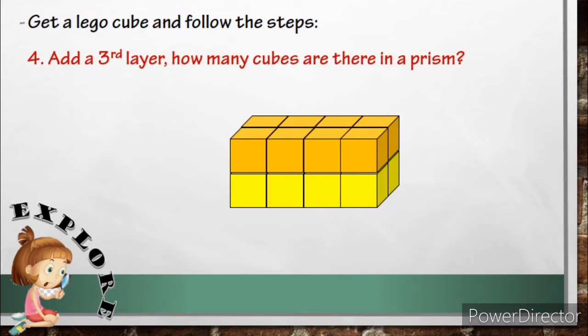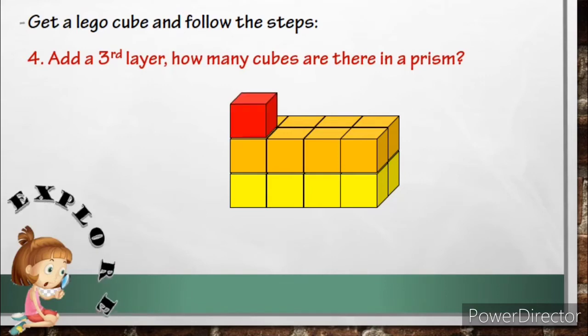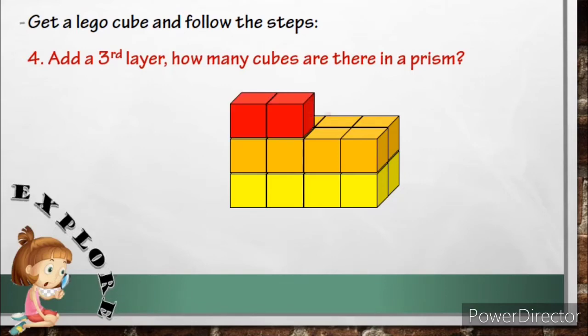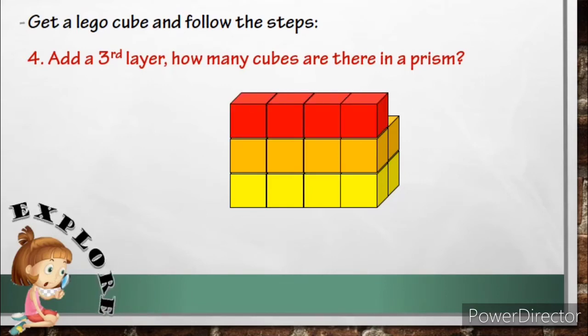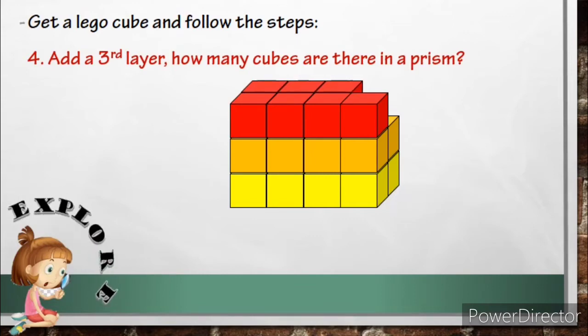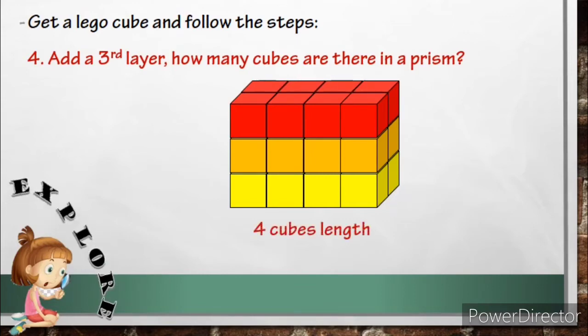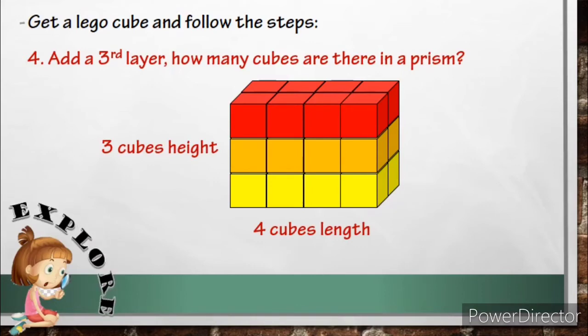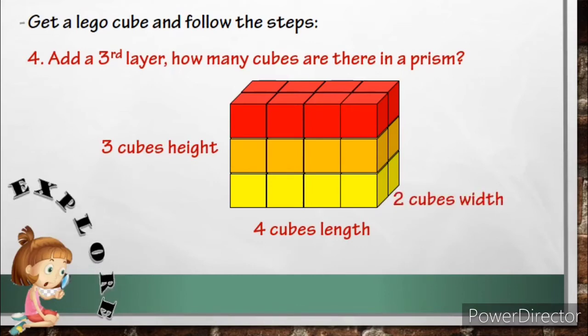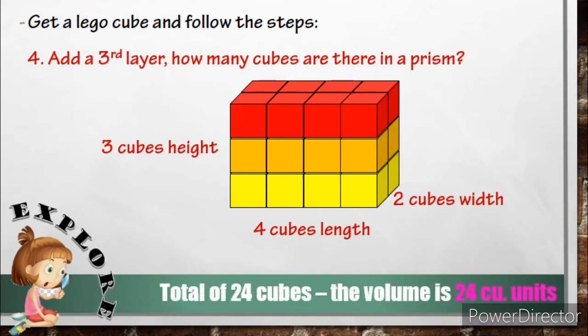Let's proceed to step 4. Add a third layer. The question is, how many cubes are there in a prism? So let's add another layer. Four cubes in length, 3 cubes in height, and 2 cubes in width. There are a total of 24 cubes. The volume is 24 cubic units.